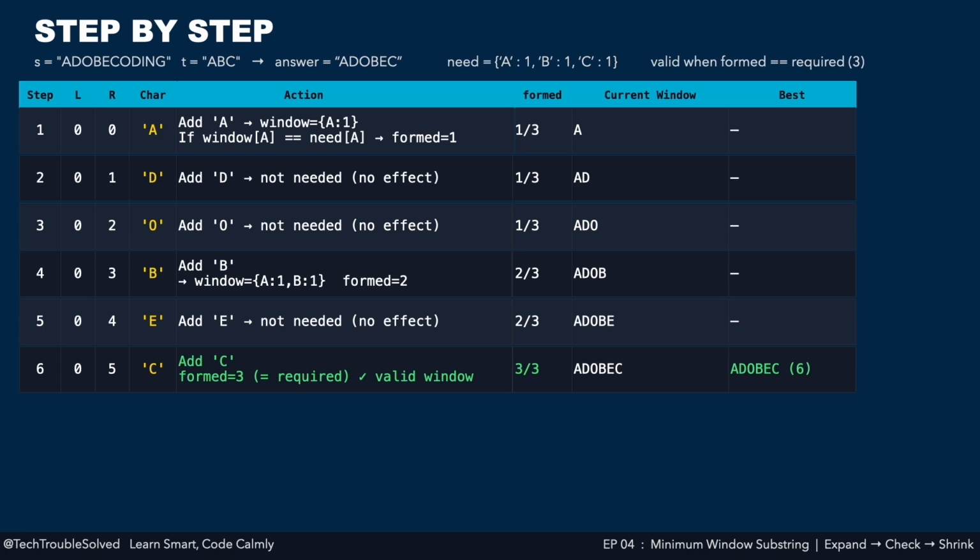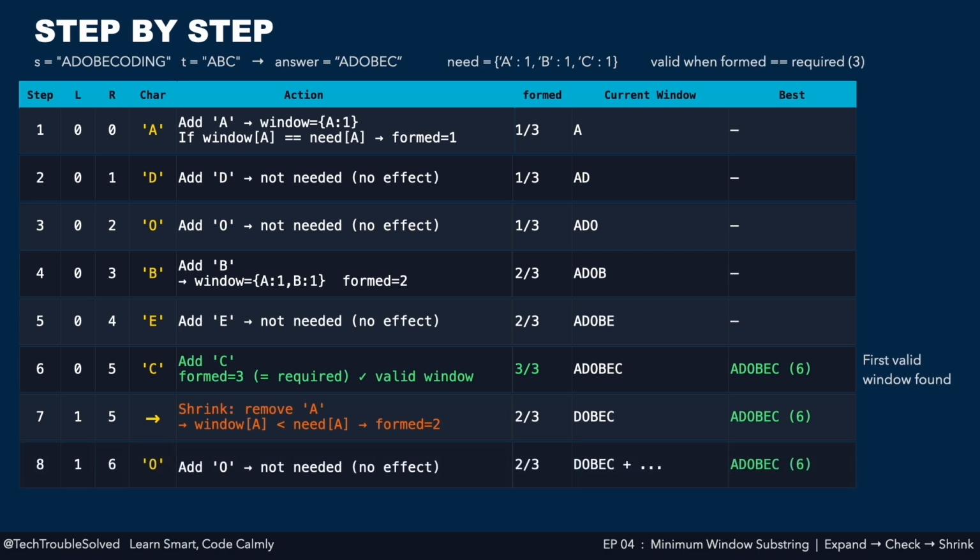Valid window. Current window ADOBEC. Length 6. That's our best so far. Now we don't stop. We try to squeeze it. Step 7. Shrink. Remove S of L equals A. L moves to 1. Window of A drops to 0. 0 is less than need of A, which is 1. Formed drops to 2. Window is now invalid. Stop shrinking. Step 8. R is 6. Character is O. Not in need. No effect. Still 2 out of 3. Keep expanding.